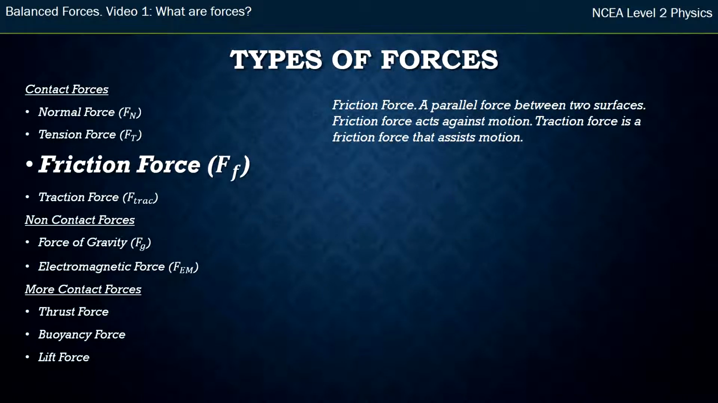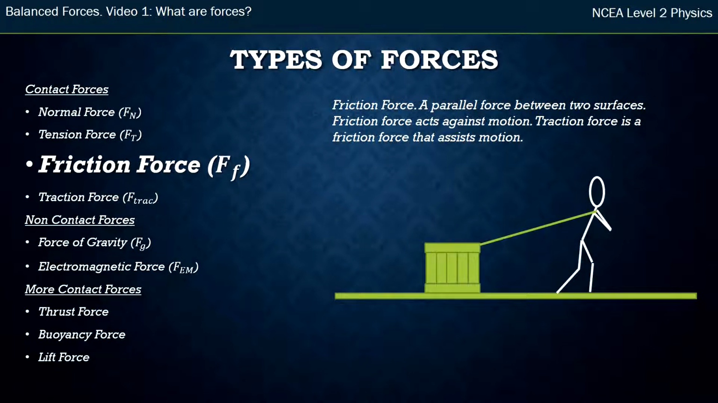Friction force is another contact force that happens parallel to two surfaces. So the normal force happens perpendicular, 90 degrees. Friction force only ever happens parallel to the surfaces. And friction acts against motion. Traction, which you see is the next one, is something that assists motion. They're actually both the same thing, but one acts against the motion and one assists it.